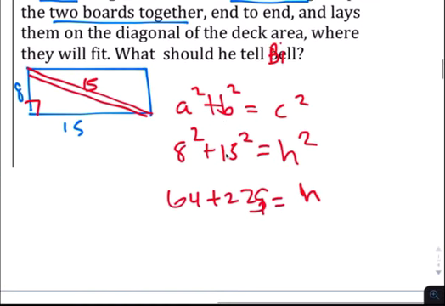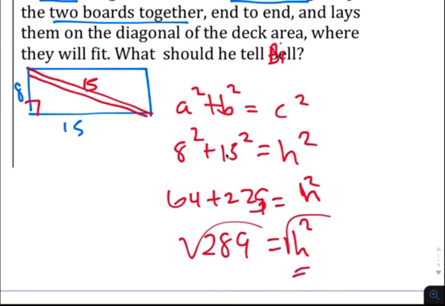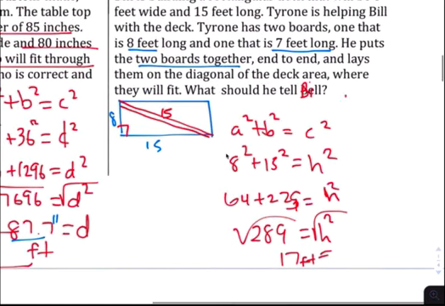Add that together. 17. Tyrone should tell Bill.